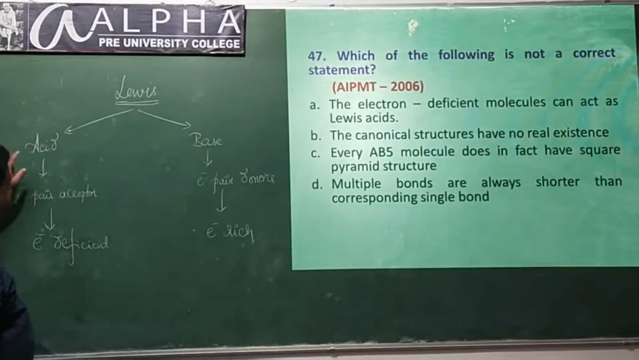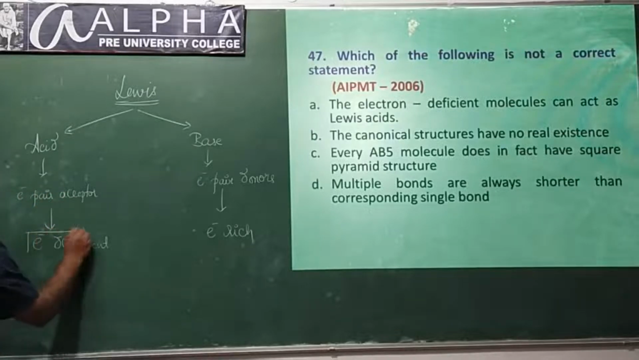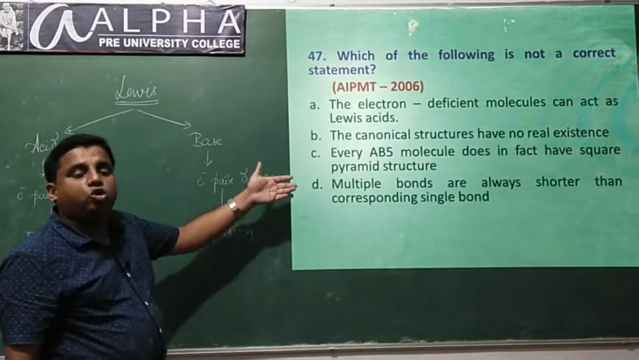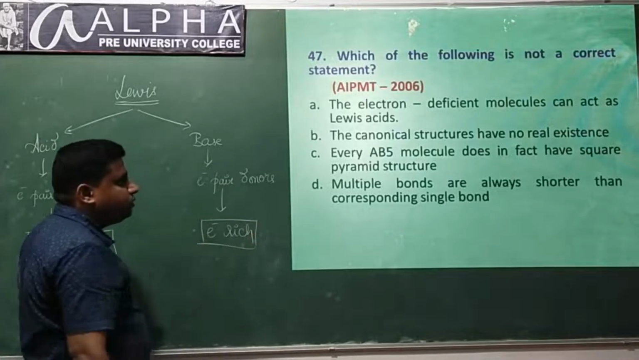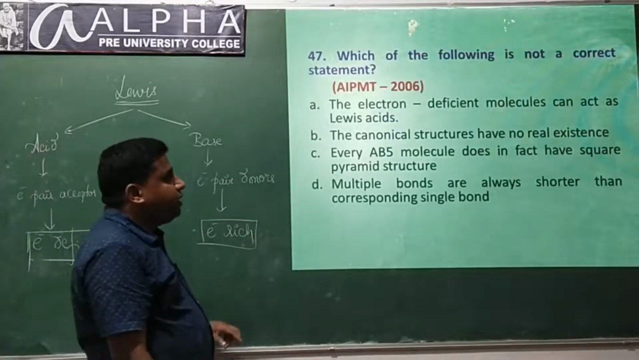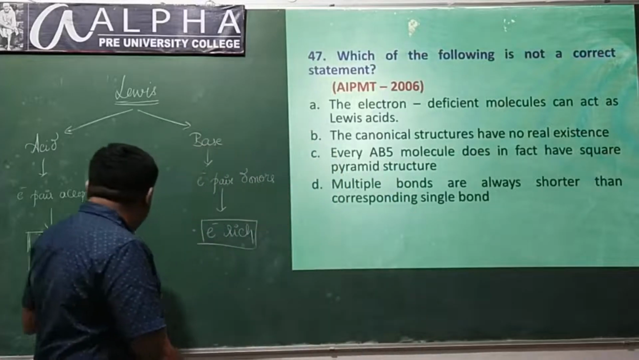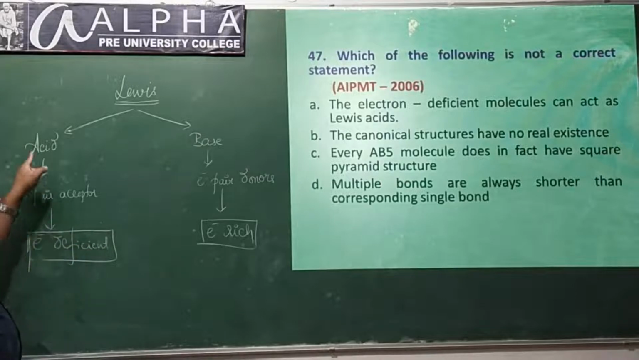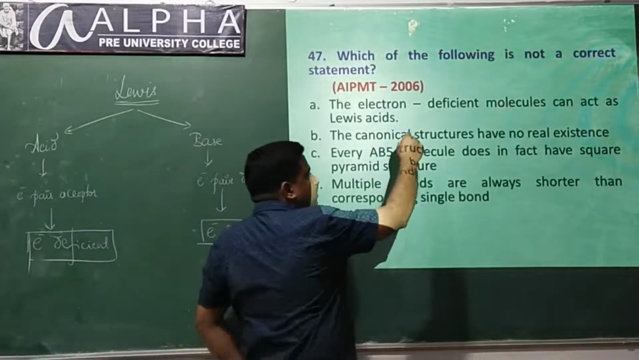Lewis acids are electron pair acceptors; they accept electron pairs because they are electron deficient. Lewis bases are electron pair donors; they donate a pair of electrons because they are electron rich. So according to the first option, electron deficient molecules can act as Lewis acids. Yes, they accept a pair of electrons, hence they act as Lewis acids. So this is correct.